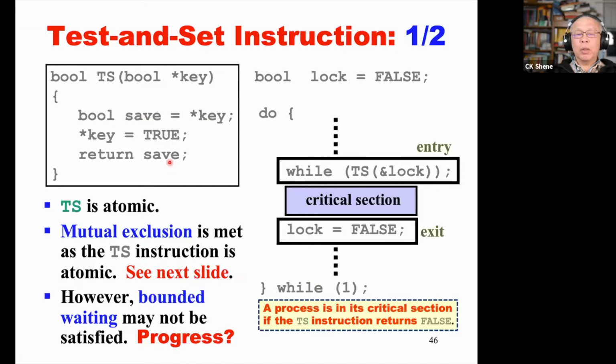Now, if you read this instruction carefully, you know it's very simple. We get the old value and replace the old value in memory by true, and then return the old value. Let me quickly go through it. The TS instruction requires one operand. It takes the operand out and saves true to that operand. And finally, it returns the old value of the operand.